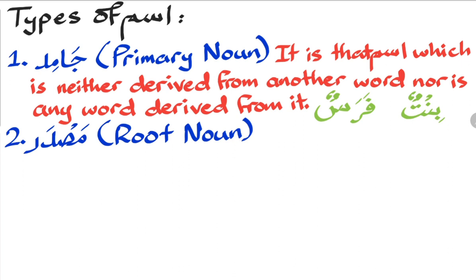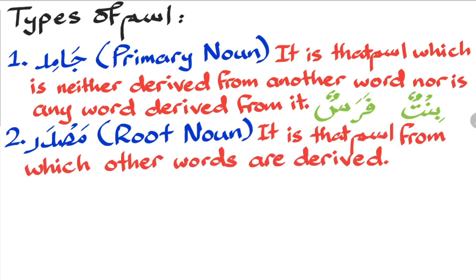A root noun is an ism from which many other words are derived. It's the root of other derivatives. For example, let's take the words nasrun, or the word darbun. Nasrun means to help, and darbun means to hit. Now these words are masdars. They are root nouns because they have many derivatives.